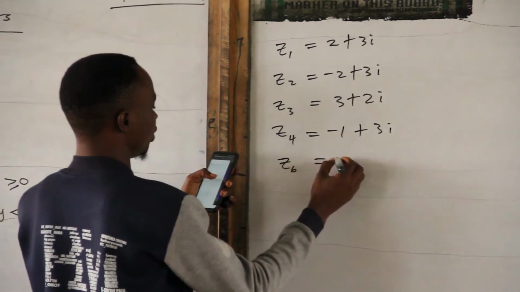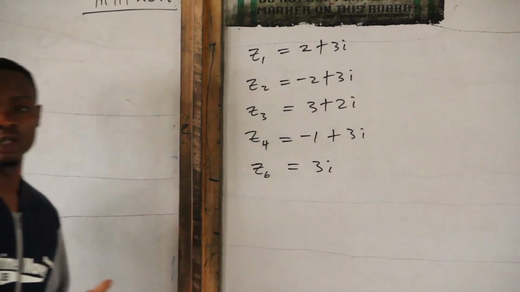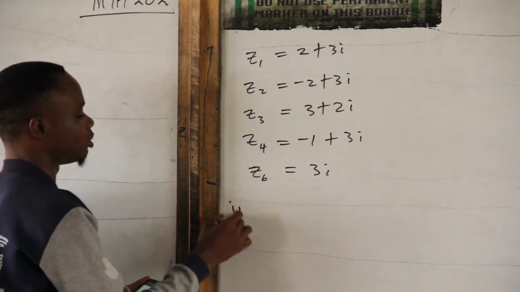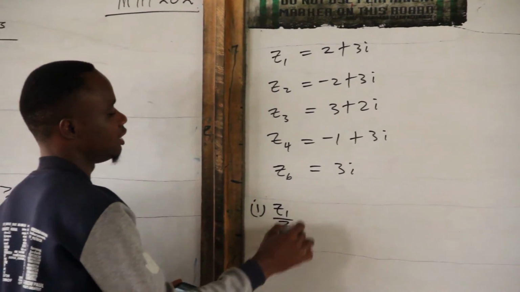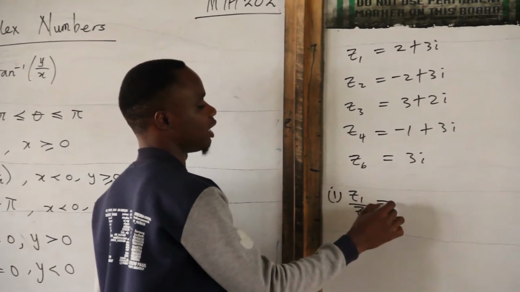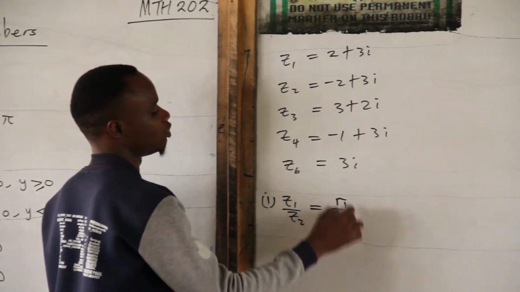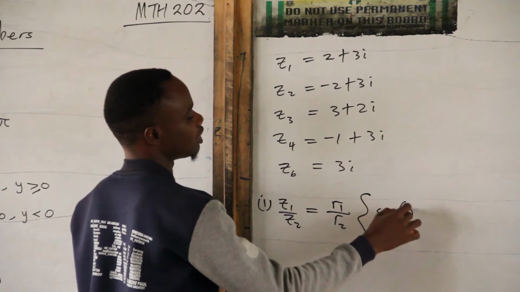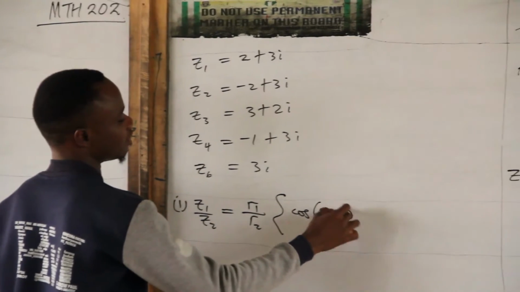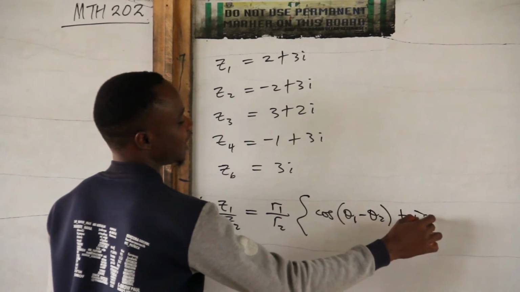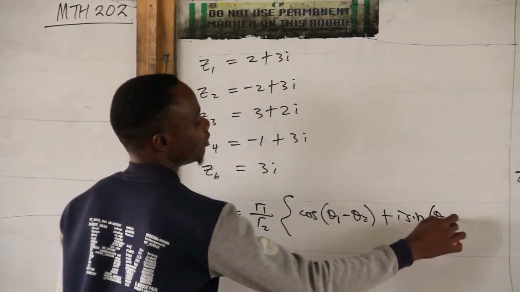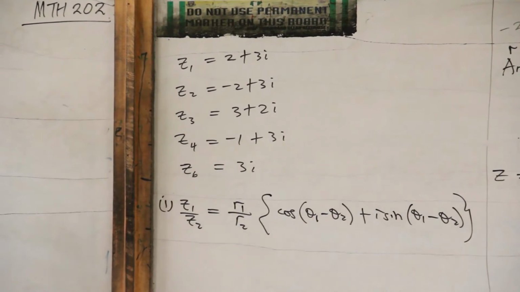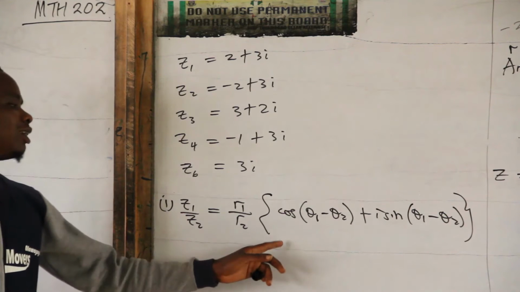Yeah, Z5 was given, but no reference was made to Z5 in the question. So the first one is to get Z1 over Z2. The best way to do this, we know that Z1 over Z2 is equal to R1 over R2 times cos(theta 1 minus theta 2) plus i sin(theta 1 minus theta 2). Can you remember this result that we obtained in the last class?